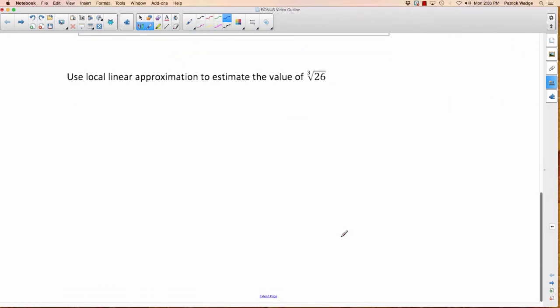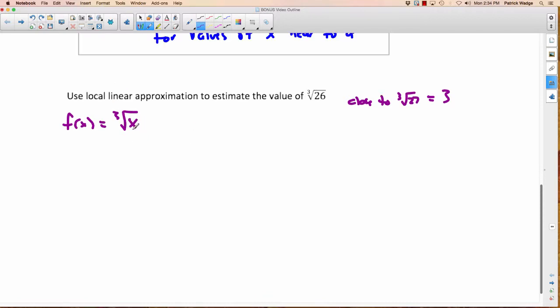So let's try another one. Use local linear approximation to estimate the value of the cube root of 26. Now the cube root of 26 is hard. Like, I don't know exactly what that equals. But what I do know is the cube root of 27. I know this is close to the cube root of 27, and the cube root of 27 is 3. So the function that we're interested in this case is the cube root of x. And the a value, which is the value of x we know easily, is 27. So why don't we write down that a equals 27.